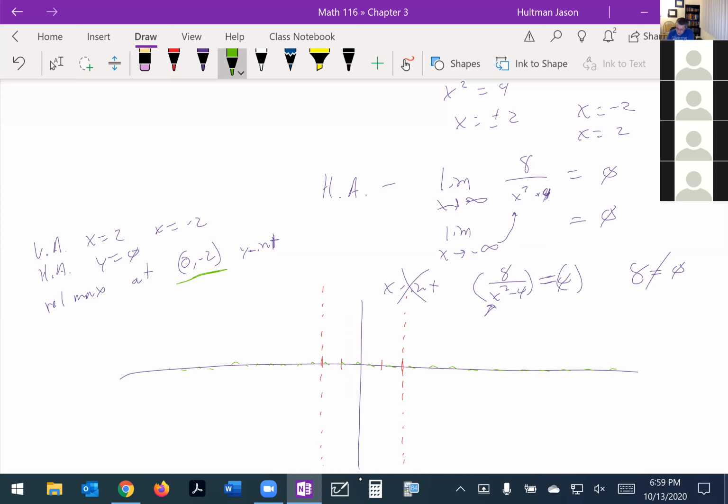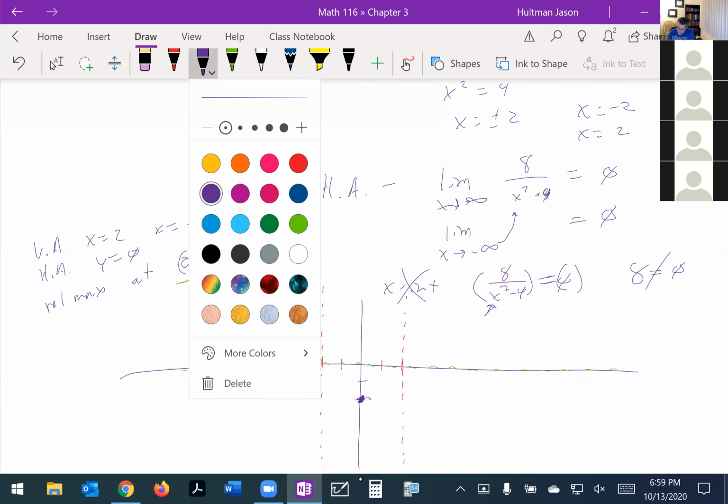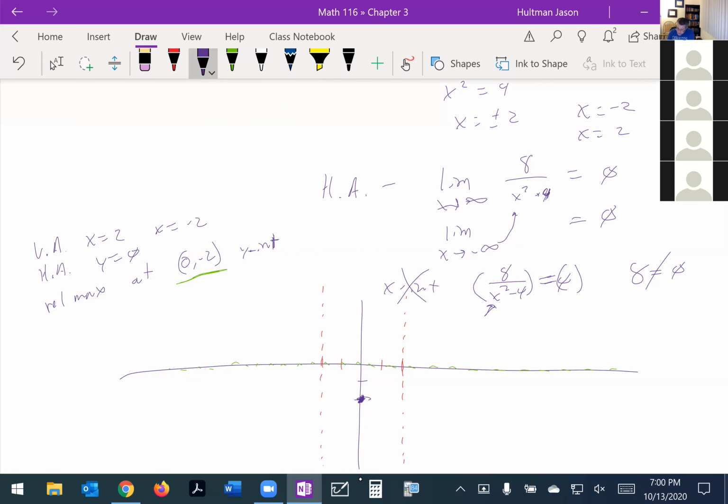So I'm going to go down 2 and put a point at 0, negative 2. That's my y-intercept, and it's also my relative max, which means that the graph more than likely looks like this, right there.